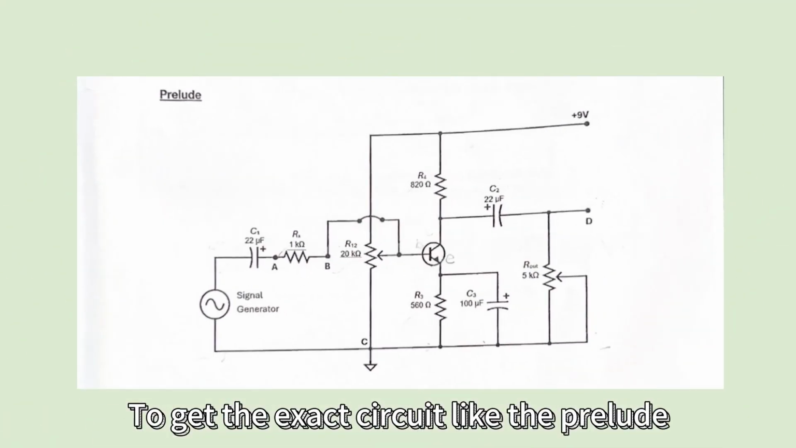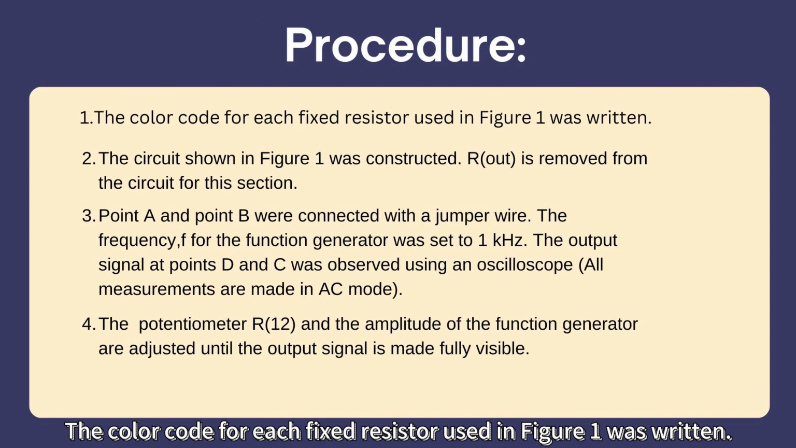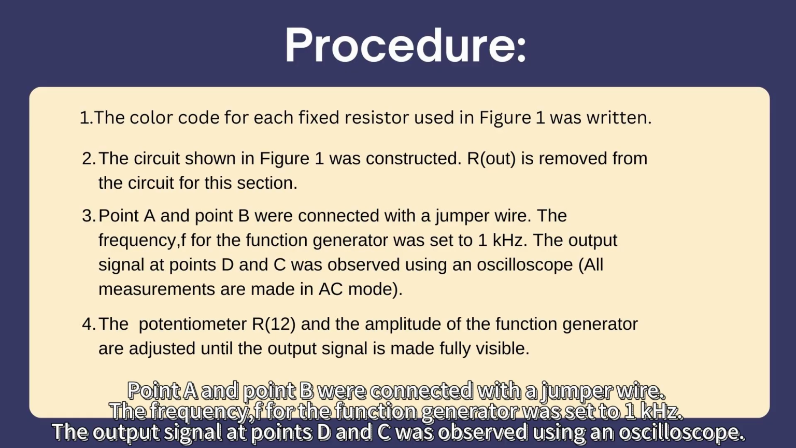To get the exact circuit like the prelude, first the color code for each fixed resistor used in figure 1 was written. Second, the circuit shown in figure 1 was constructed. Rout is removed from the circuit for this section. Third, point A and point B were connected with a jumper wire. The frequency for the function generator was set to 1 kHz. The output signal at point D and C was observed using an oscilloscope.